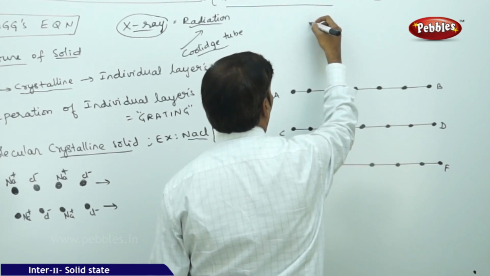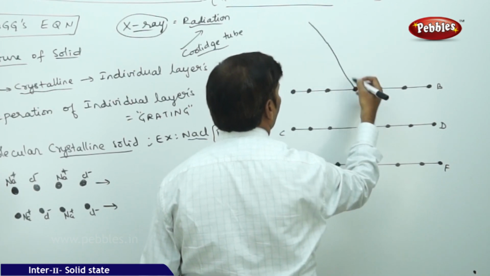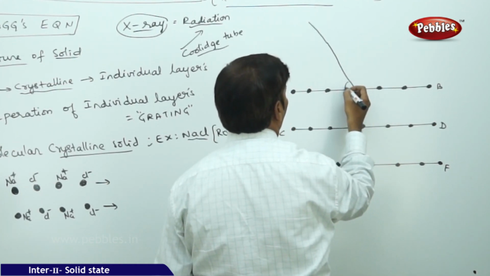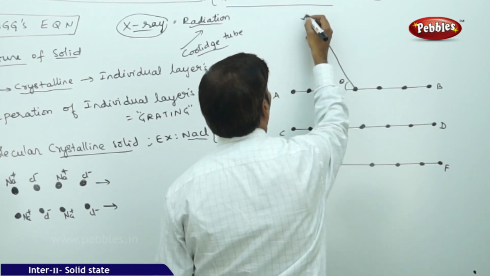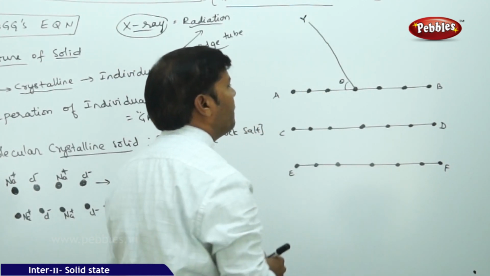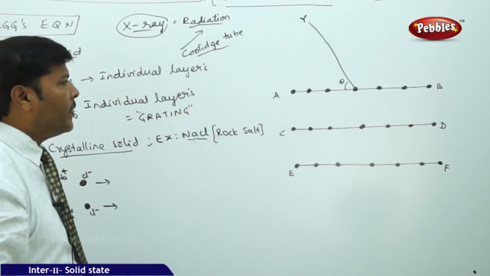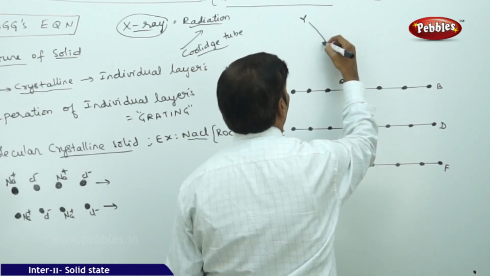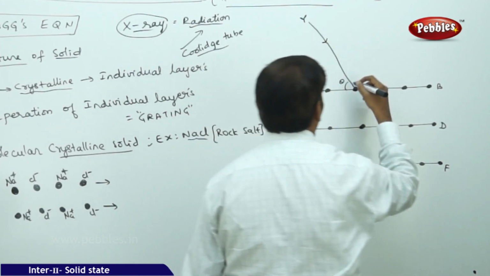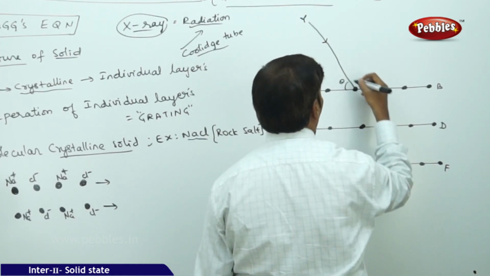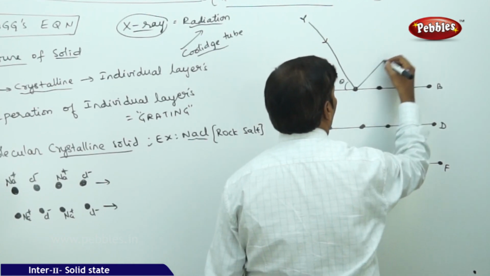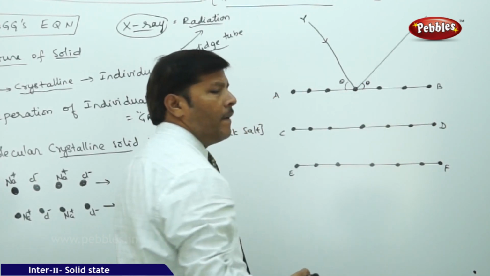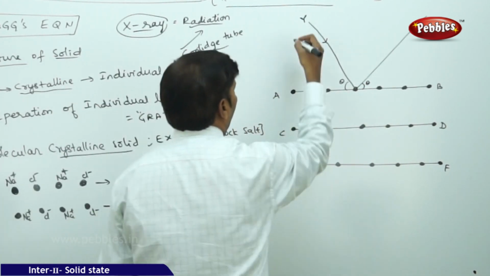When they strike the first layer of the crystalline solid at this point, the angle made is theta, and let the radiation be represented by Y. This is the incident X-ray radiation striking the first layer. Immediately it is reflected, going in the opposite direction, and again it creates a certain angle.